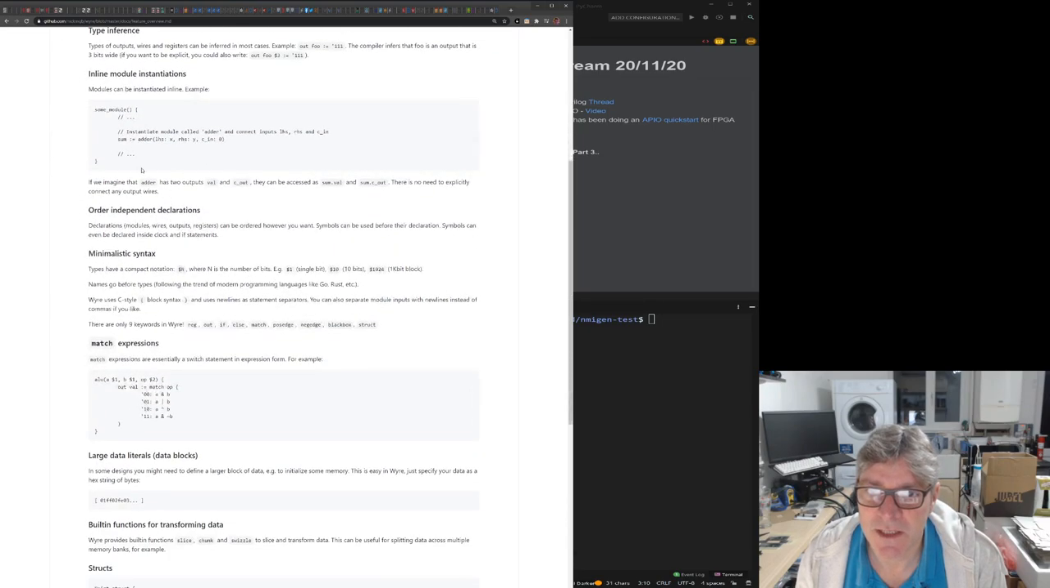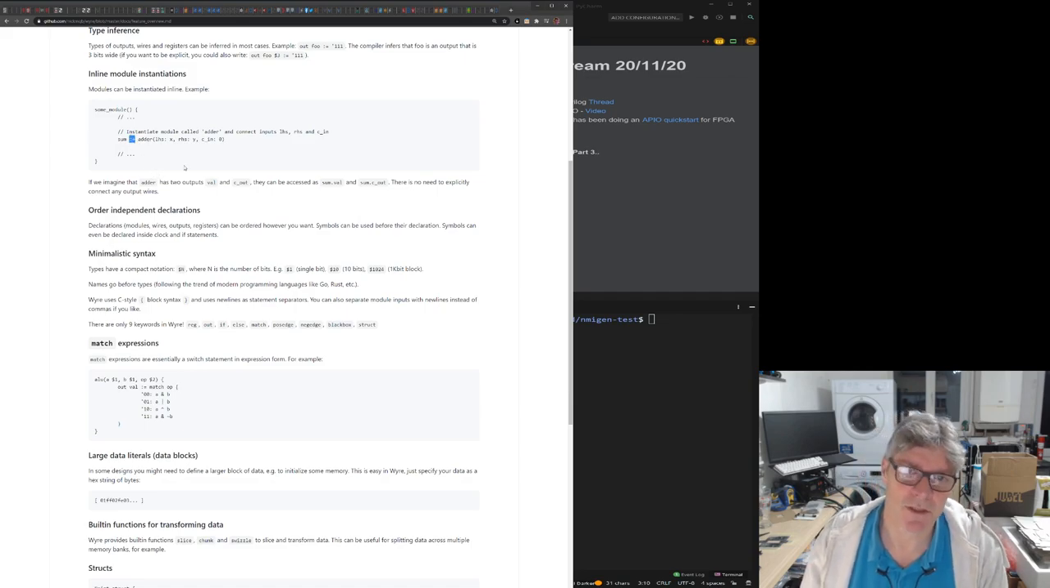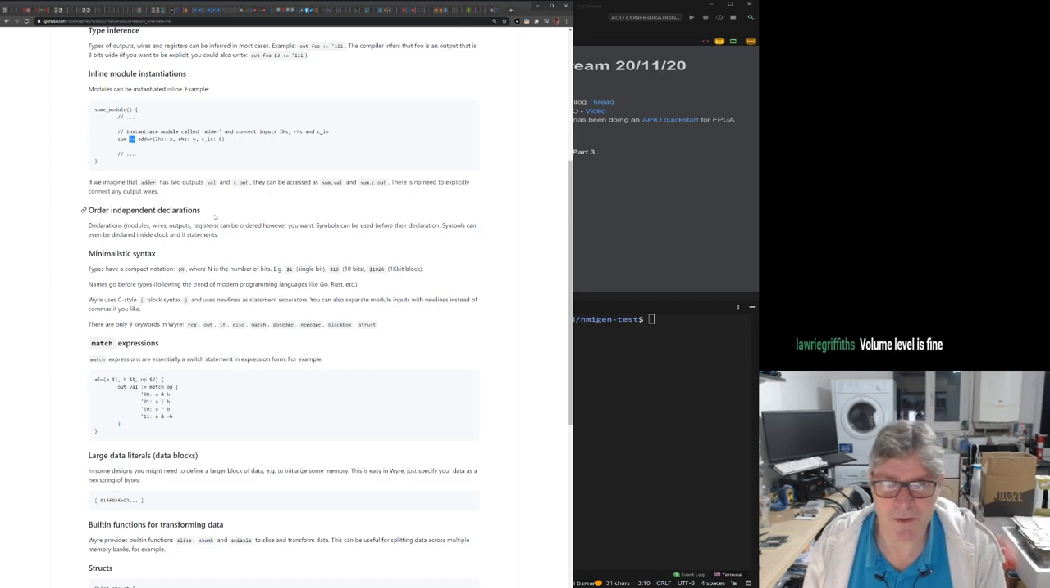Has module instantiations. I've seen this before. That used to be referred to as "becomes equal to". What language was that from? Is it Pascal? We always used to pronounce that "becomes equal to". So in other words, that's kind of a mutable equals.